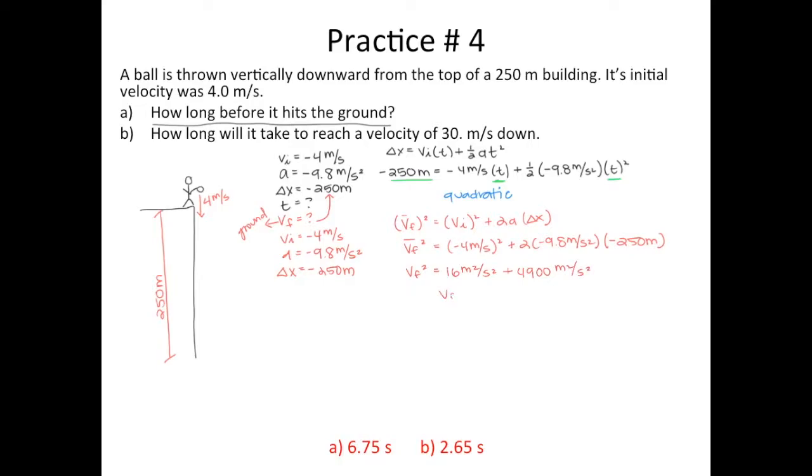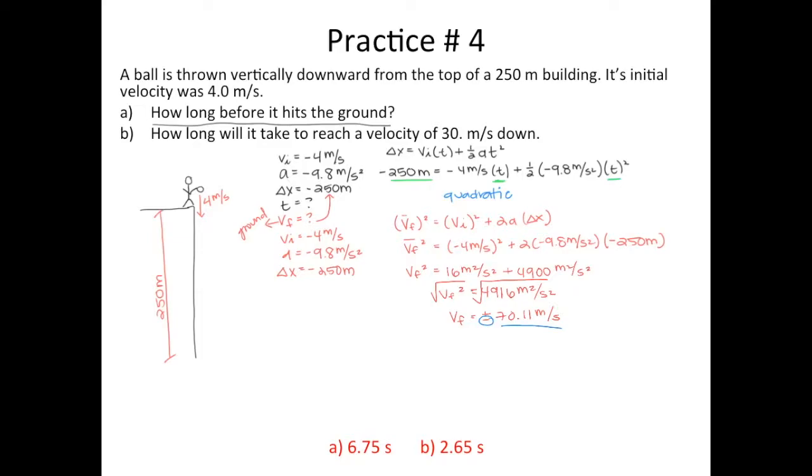We add those together and we get 4,916 meters squared per second squared. We will square root both sides in order to get VF. So the square root of 4,916, we get the final velocity is plus or minus 70.11 meters per second. Okay, so obviously when it hits the ground, it's going to be the negative value. So I'm going to circle that. We know it's the negative of that.